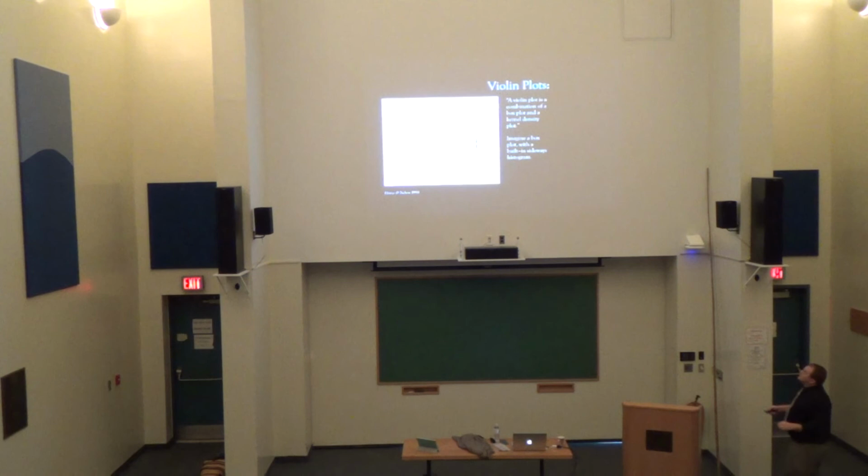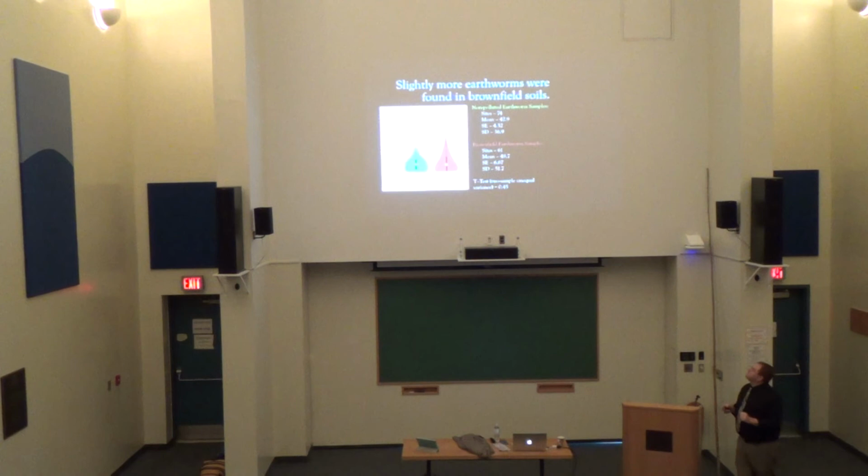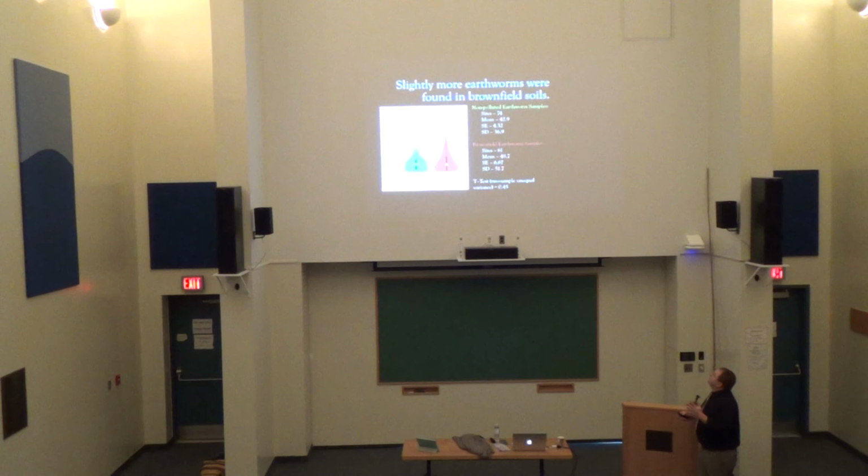So here's what we found in the sites. In non-polluted earthworm samples, we had a total of 74 sites. We've got a mean of 42.9 earthworms per square meter.